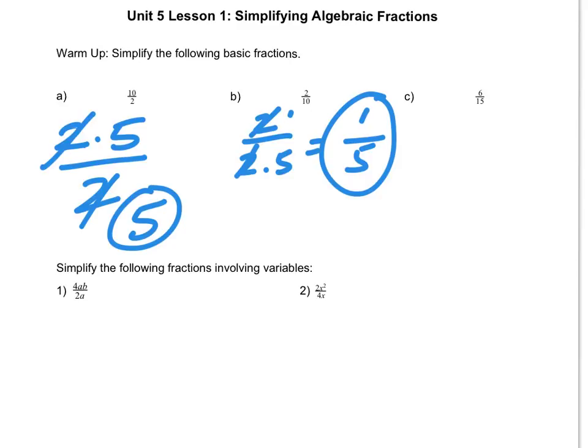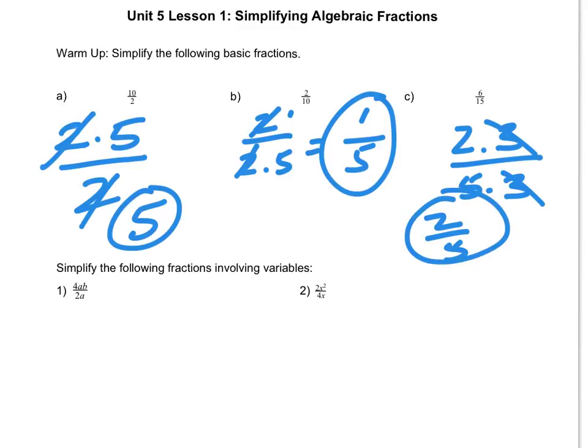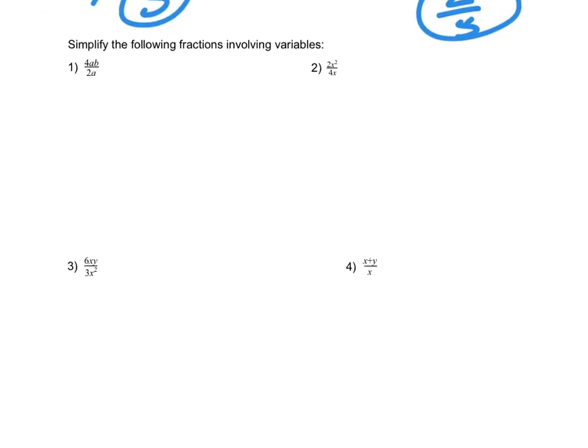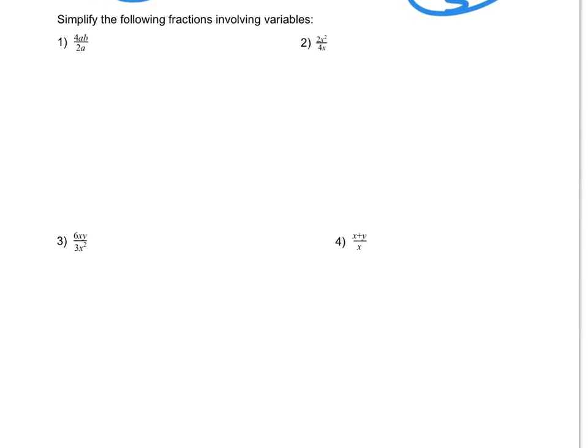If you look at the last one, 6 over 15. Well, what's a common factor of 6 and 15? It's 3. So the top can be written as 2 times 3, and the bottom can be written as 5 times 3. The 3's cancel out. I'm left with 2 over 5. And that's my answer. That's how it works. So you factor it trying to make a common factor with the top and the bottom, and then you cross out or cancel out the common factor. Let's look at a bit more complicated.